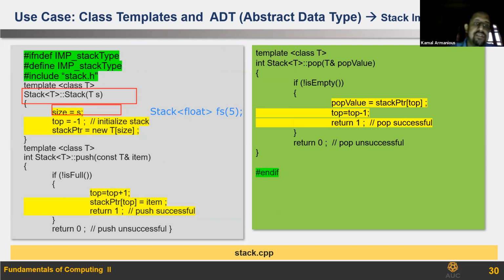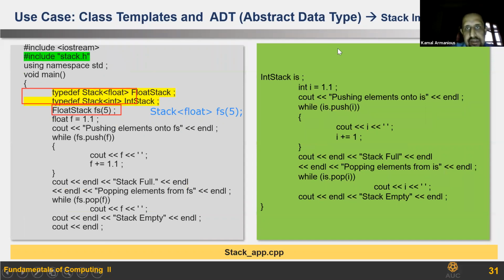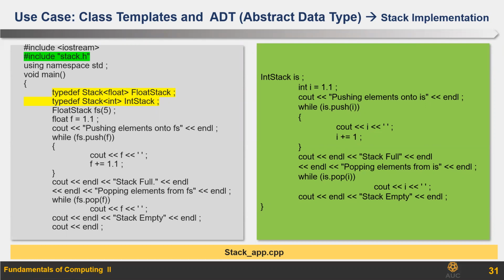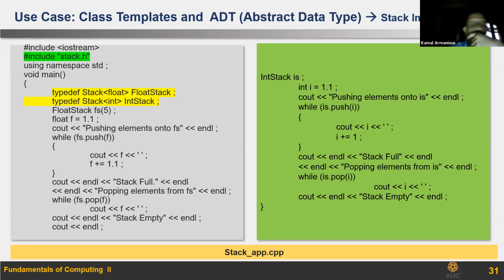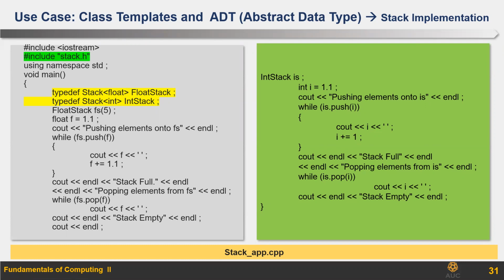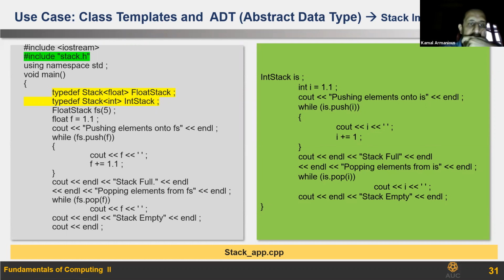Okay, let's come back. So float f equals 1.1, pushing the element into the float stack. So fs.push(f). What did we push into the stack? fs is the name of the object, belonging to the stack, and we push f. And what's f, Yaim? 1.1. Then the stack will contain how many elements? 1. Then I will repeat the loop.